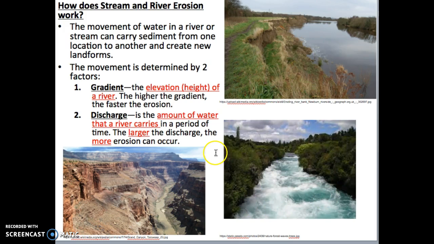A good example of a structure that was made by river erosion is the Grand Canyon. This is a picture of the Grand Canyon. You can see the Colorado River in this area. Over millions of years, this river has cut through these layers of sedimentary rock and formed this beautiful land formation.